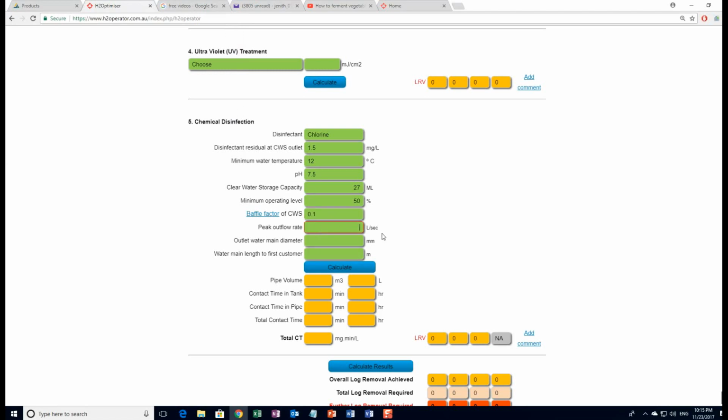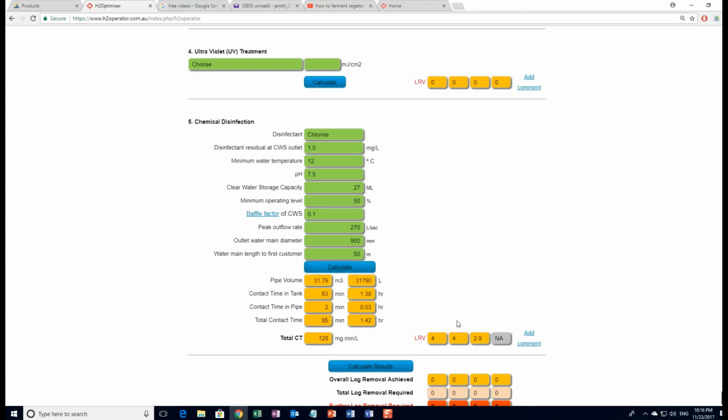Peak outflow rate, the flow out maybe say 270 liters a second, and my outlet water main diameter is roughly about 900 mils. And then the length to my first customer is about 50 meters. So there is a customer 50 meters away. So I want to find out what sort of log reduction that I'm achieving from the start of my disinfection to the point where the water is supplied to the customer.